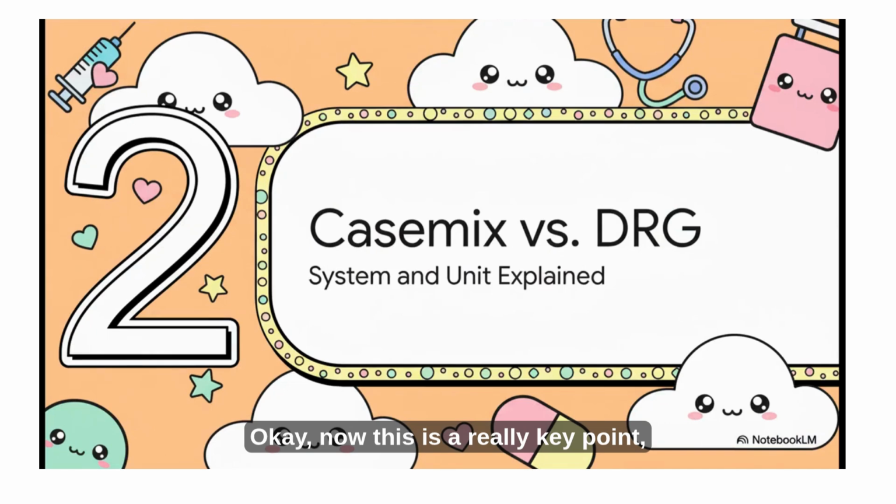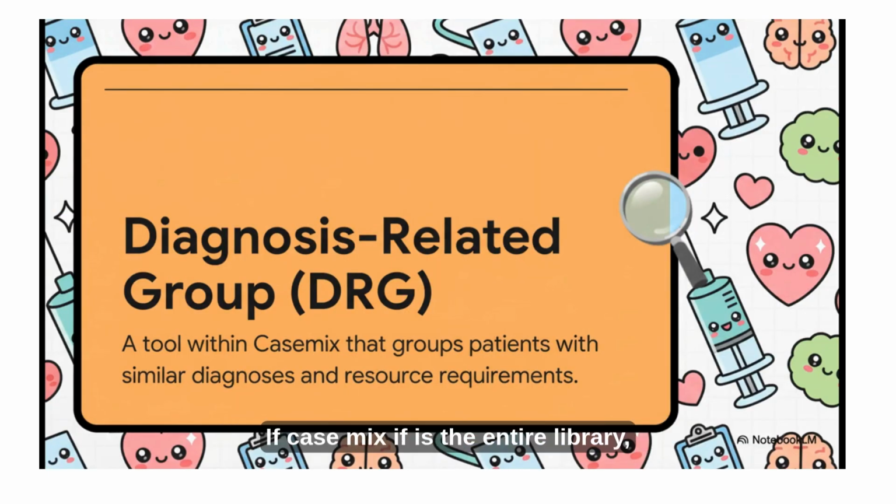Okay, now this is a really key point, and it's where people can get a little mixed up, but I promise the difference is pretty simple. Let's break down Casemix, the overall system, versus DRG, which is the tool it uses. So here's the best way to think about it. If Casemix is the entire library, the whole building and all its systems, then the DRG is how we organize the books on the shelves. It's the specific category, like cardiology or surgery or pediatrics, that groups similar patients together. It's the classification unit inside that bigger framework.